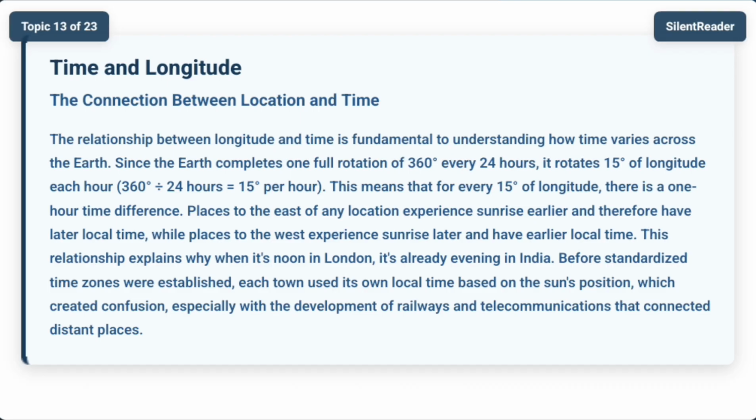Places to the east of any location experience sunrise earlier and therefore have later local time, while places to the west experience sunrise later and have earlier local time. This relationship explains why when it's noon in London, it's already evening in India. Before standardized time zones were established, each town used its own local time based on the sun's position, which created confusion, especially with the development of railways and telecommunications that connected distant places.